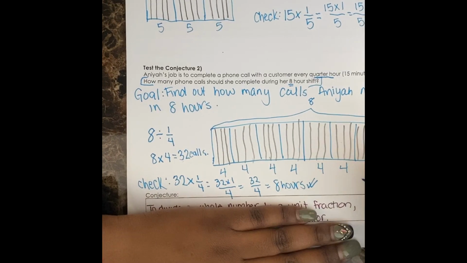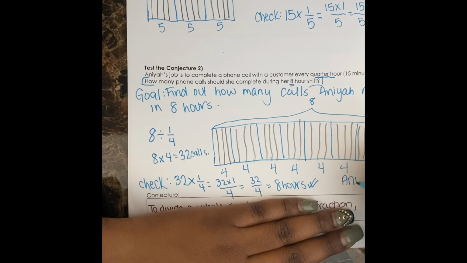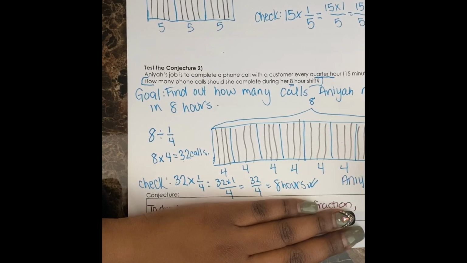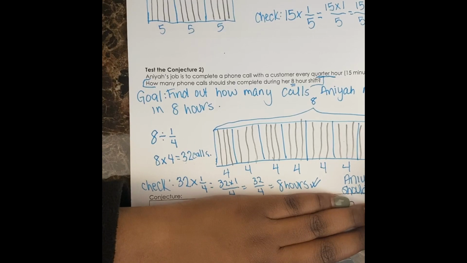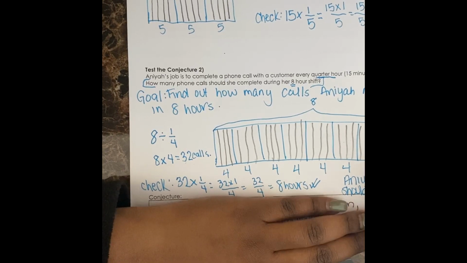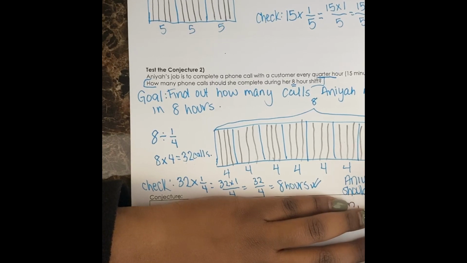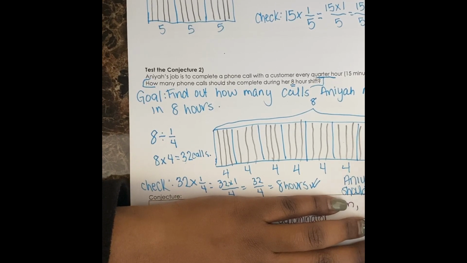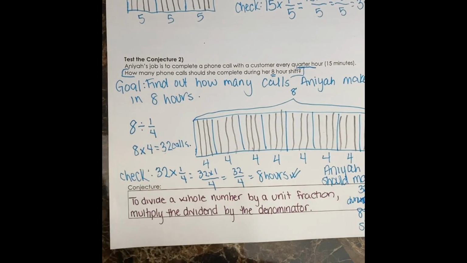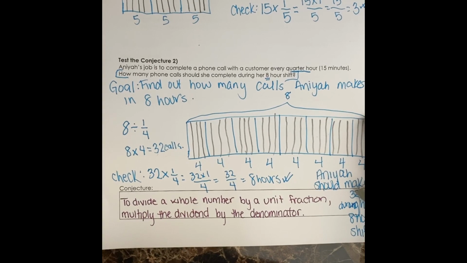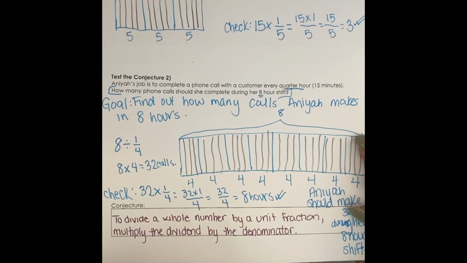At home, make sure you are writing your final sentence. Our final sentence should read, Anaya should make 32 calls during her 8-hour shift. Sorry. And our conjecture for today is to divide a whole number by a unit fraction, multiply the dividend by the denominator.